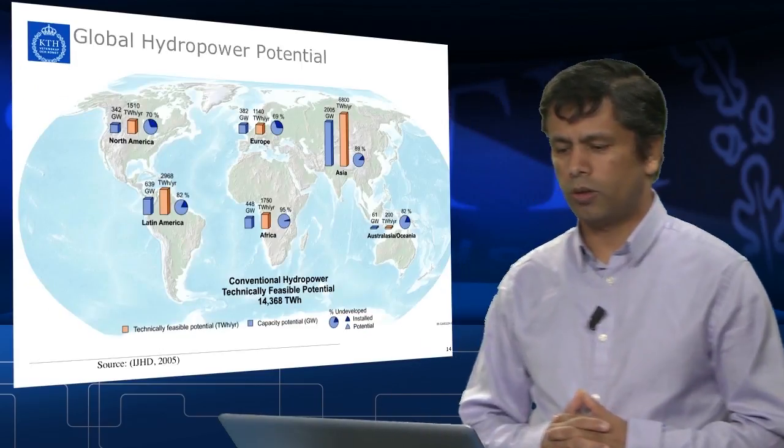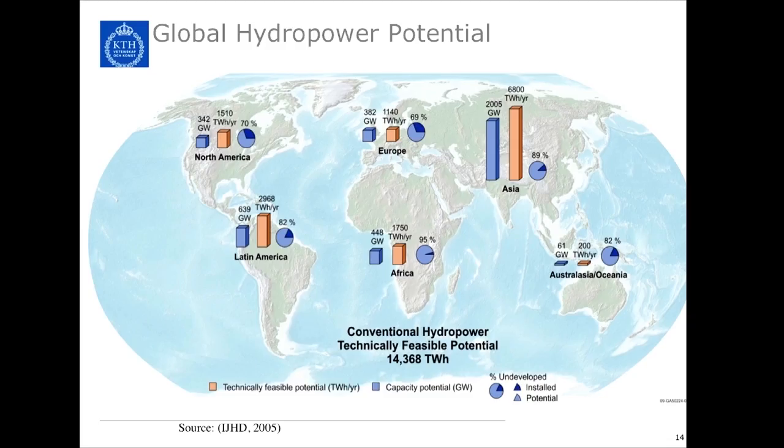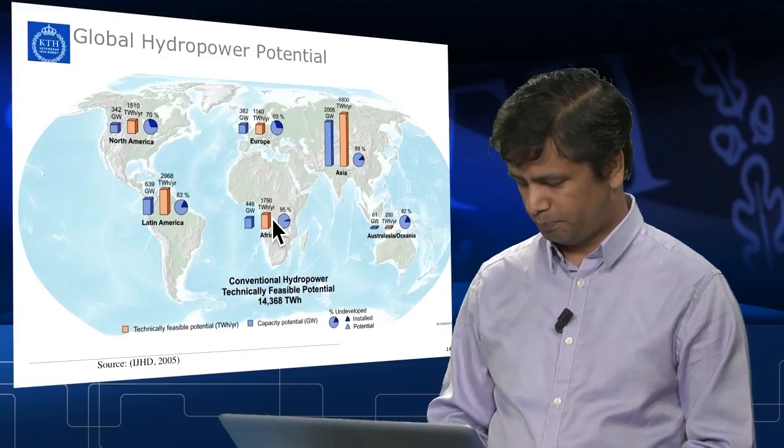Now I would like to talk about the global hydropower potential. This map shows you the potential of hydropower in the various regions. It was studied in 2005 and showed a potential of 14,368 terawatt hours per year in the world. The highest potential is in Asia, followed by Latin America. However, the share of harnessed power is very low at the moment. If you look at Africa, only 5% of the potential power has been harnessed so far.